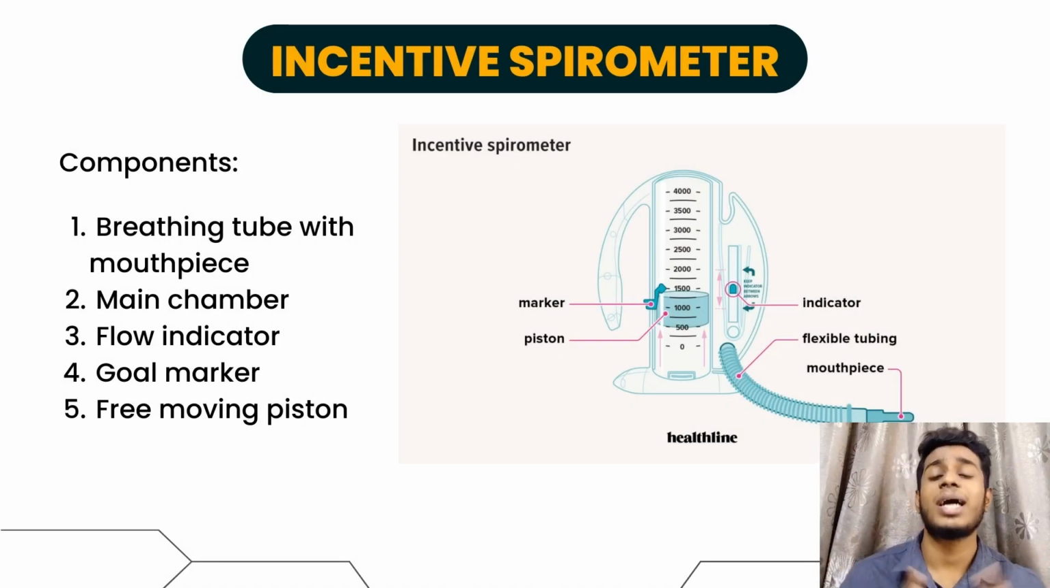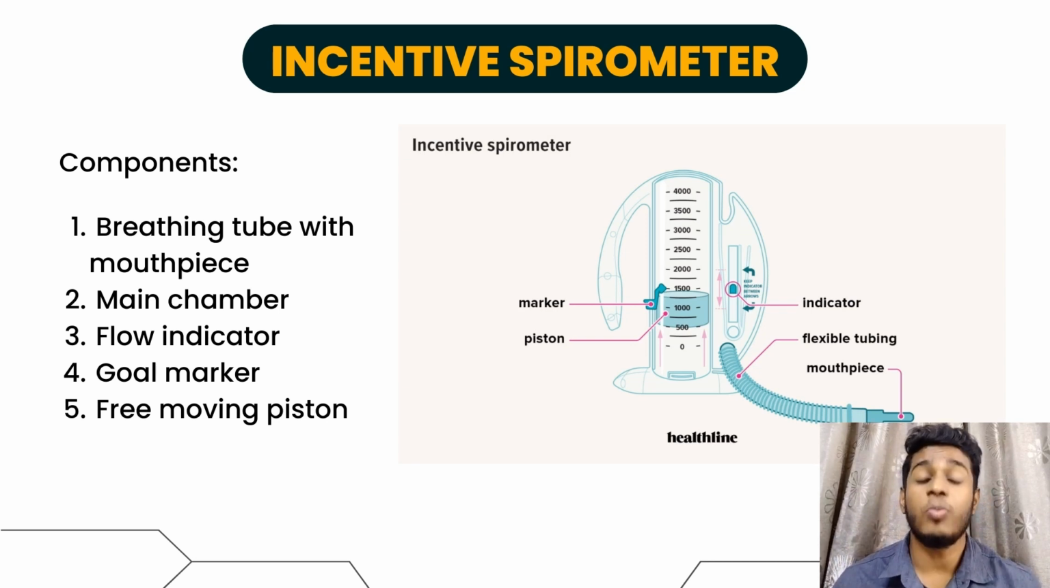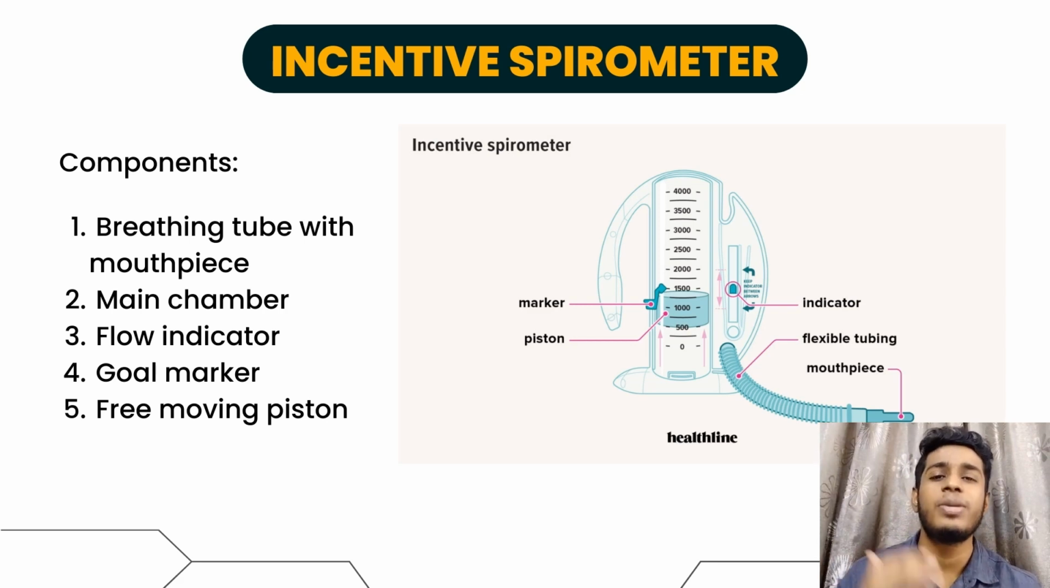As we know, what are the components and parts used in the incentive spirometer? First, the tube with mouthpiece, where you place your mouth. Second, the main chamber. Third, the flow indicator, which measures the maximum or peak speed at which you can blow air out of your lungs. Fourth, the goal marker. And the last, the free moving piston. It rises with each deep breath.